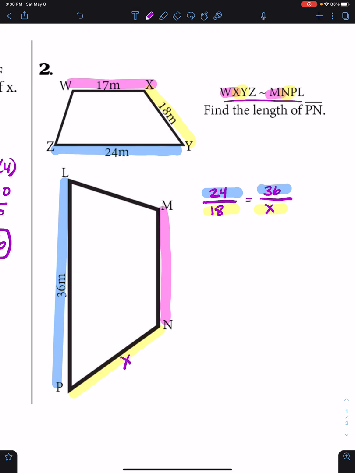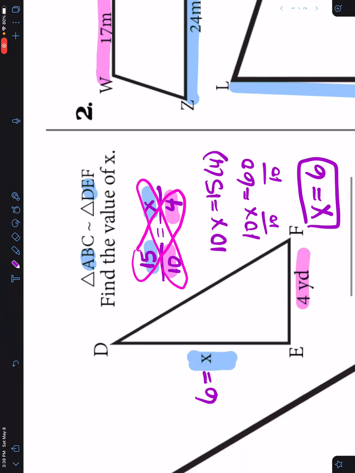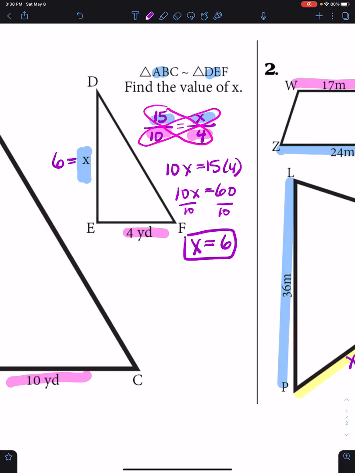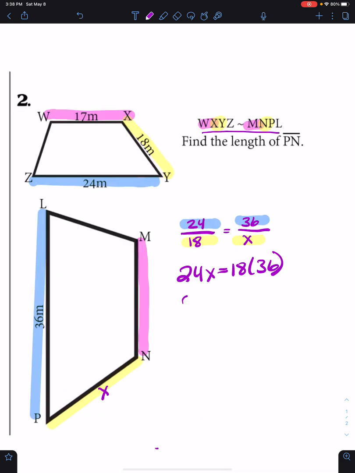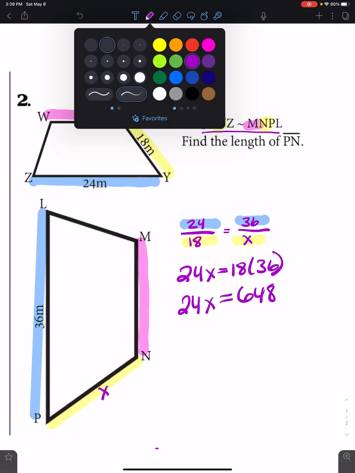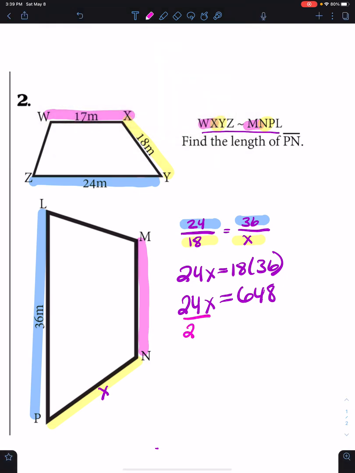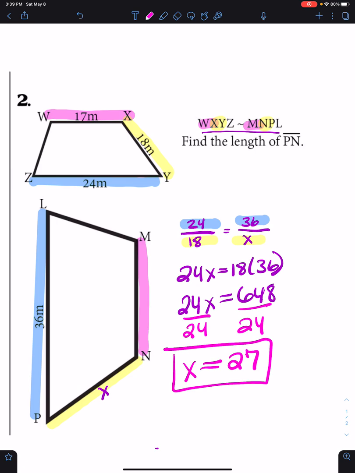We don't know this side. So I'm going to do my cross products of 24x equals 18 times 36. If I do 18 times 36 on my calculator, I get 648. And now it's a one-step equation. So since x is being multiplied by 24, I'm going to divide both sides by 24 to find the missing side is 27. Thanks for watching.